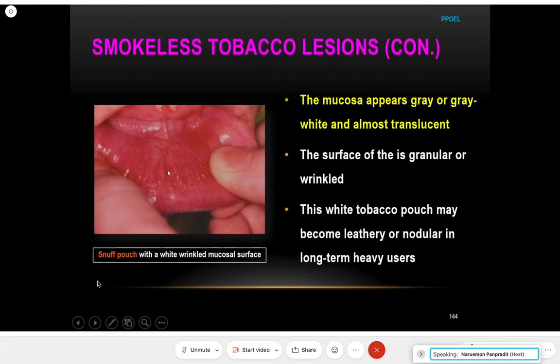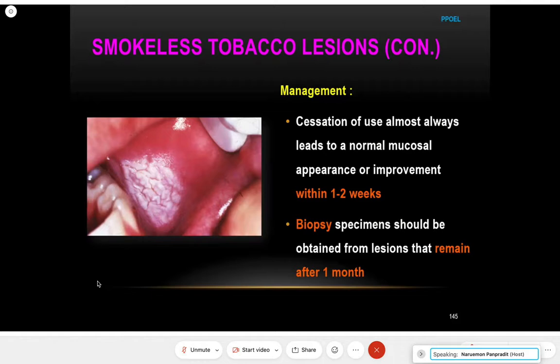At the earlier stage, maybe just a thin white wrinkled mucosa, and then it shows thicker and thicker, or a granular surface. This is more mature: a thick, rough surface. It is a group with malignant transformation, so you have to be careful. Ask the patient to stop using it and follow up. If they stop, it should improve gradually, showing some improvement within 1 or 2 weeks, but if there is no improvement you need to do a biopsy.